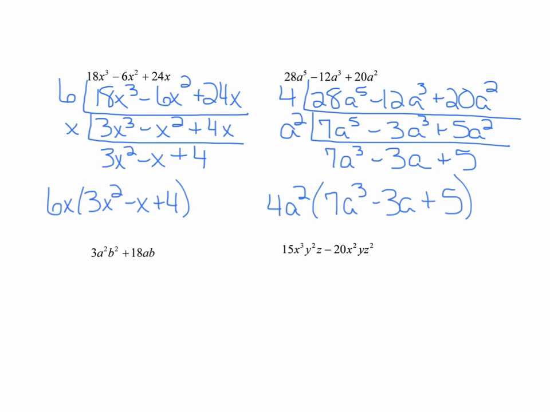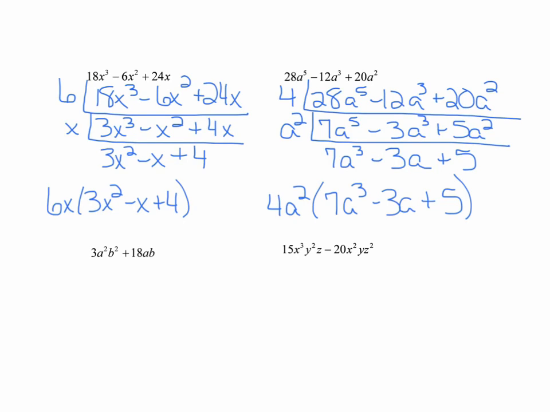For the first one, I got 6x times the quantity 3x squared minus x plus 4. And the second one, I got 4a squared. Notice the smallest exponent was 2, so I got to take out a squared. Also here you can see pretty easily the subtraction. 5 minus 2 gives you the exponent of 3. 3 minus 2 gives you the exponent of 1. And the a squareds cancel. Times the quantity 7a cubed minus 3a plus 5.